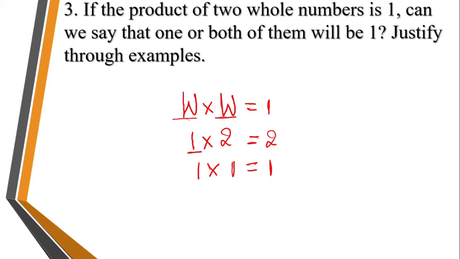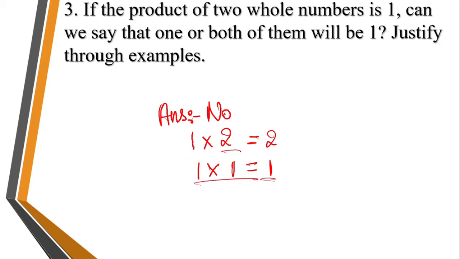So here one of them is 1, but we are not getting our answer as 1, right? So only one of the statements is true and the other is false. So we can say the answer for this question will be no. One of them is false, so this question is false. If both of them are 1, we will get our answer as 1. But if one of them is 1 and the other is any whole number, then we will not get our answer as 1. We'll get the number itself. So the answer for this question will be no, right?